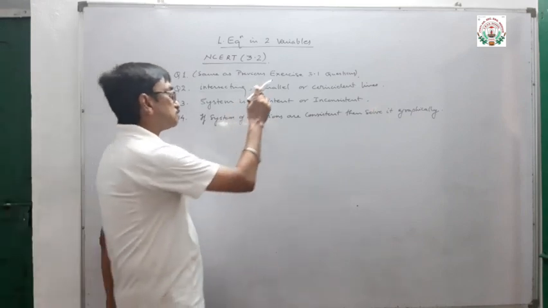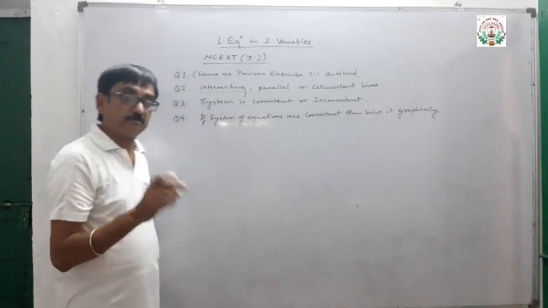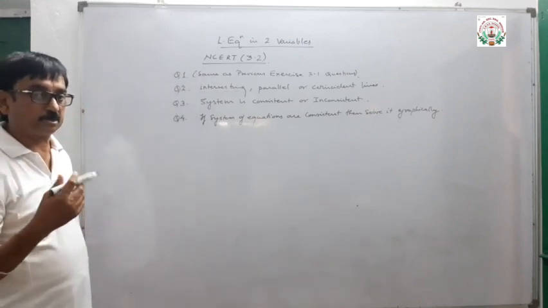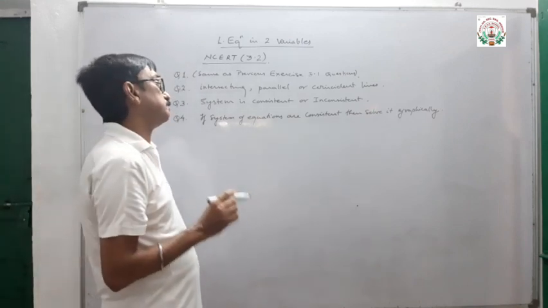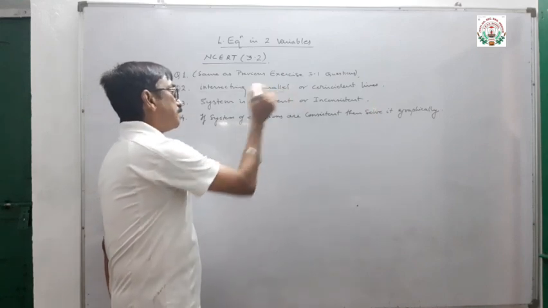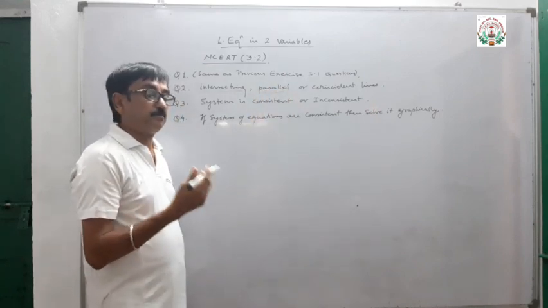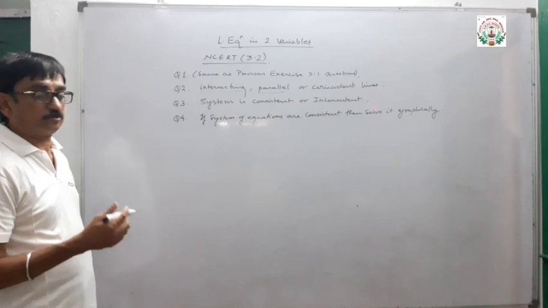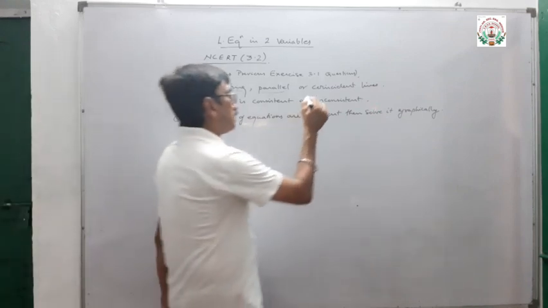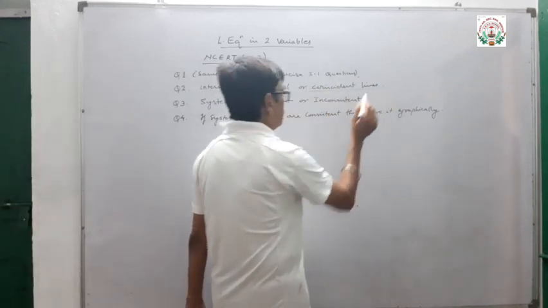If the second condition is satisfied, suppose a1 by a2 is equal to b1 by b2 not equal to c1 by c2, then the graph lines are parallel. And if a1 by a2 equals b1 by b2 equals c1 by c2, then the graph lines are coincident lines.